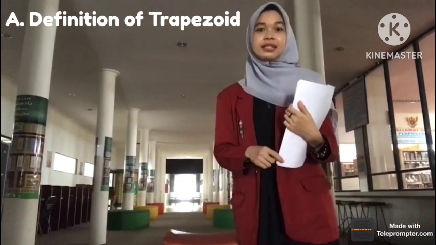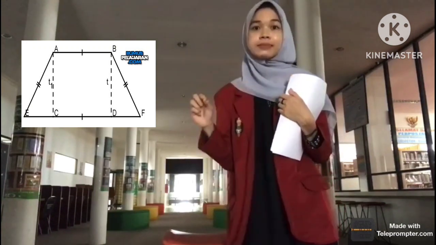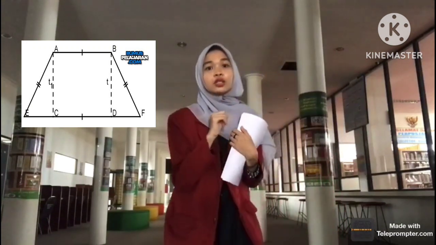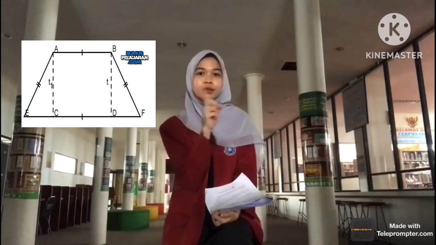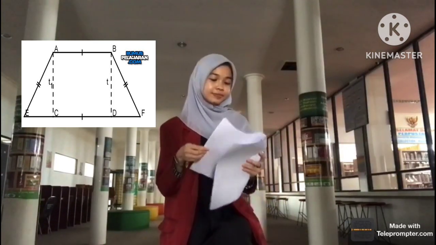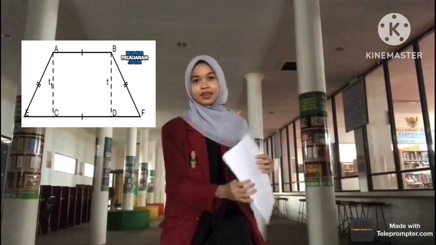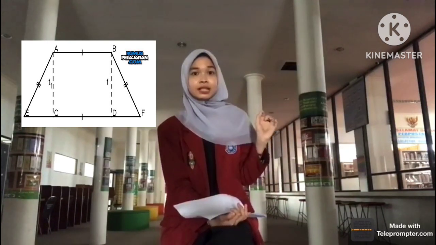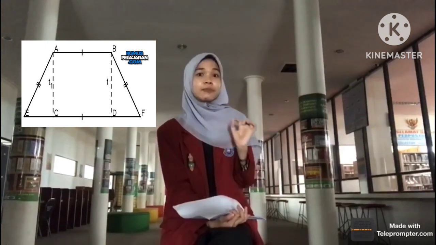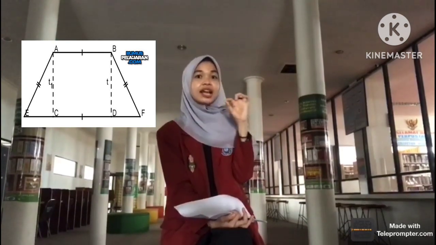A trapezoid is a two-dimensional flat shape formed by four edges, two of which are parallel to each other but not the same length. And it should be noted that the trapezoid is a type of quadrilateral flat shape that has special characteristics.